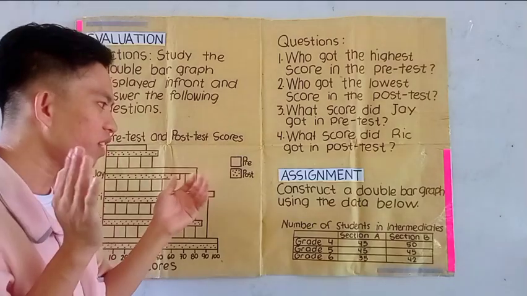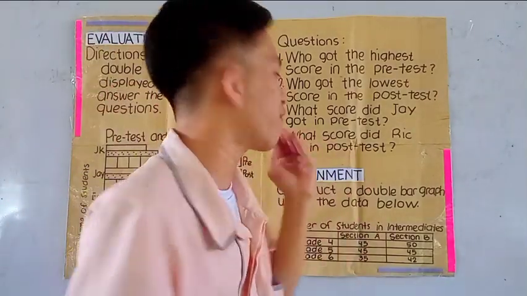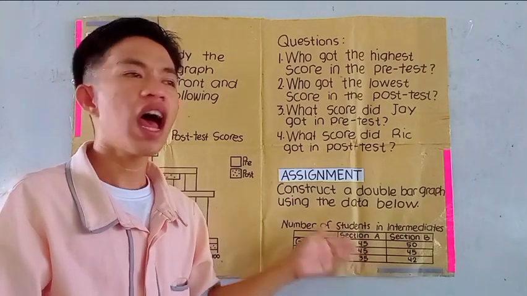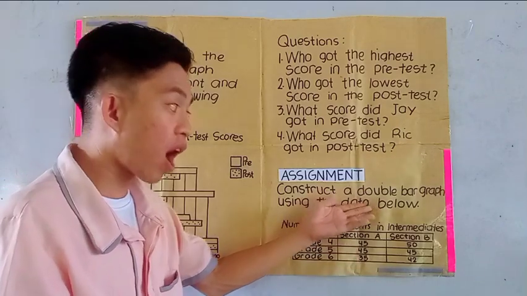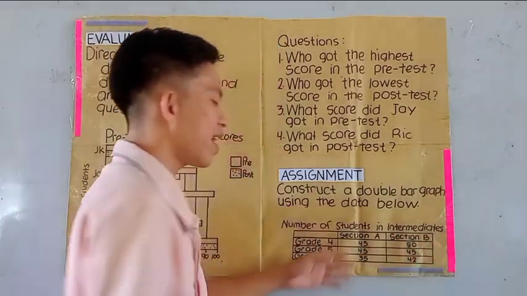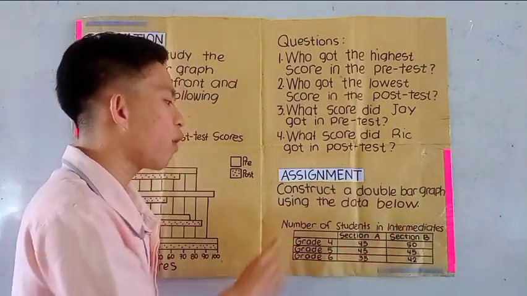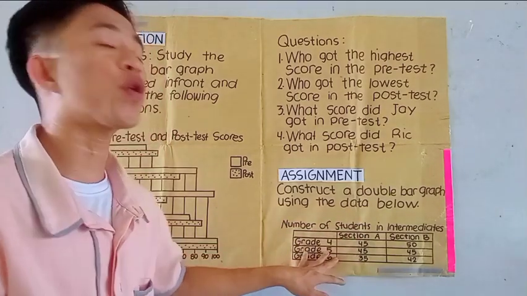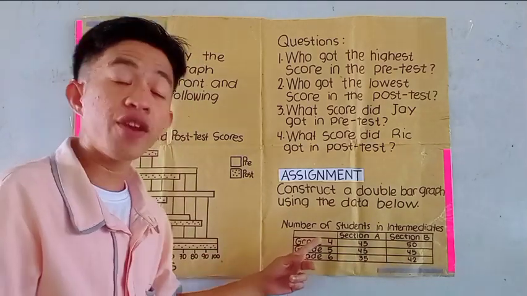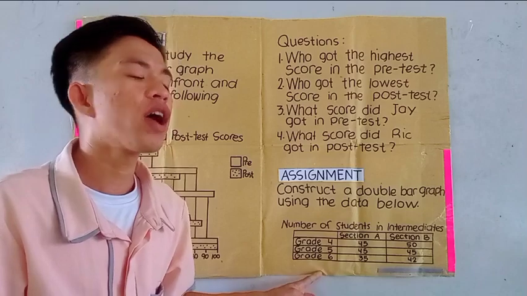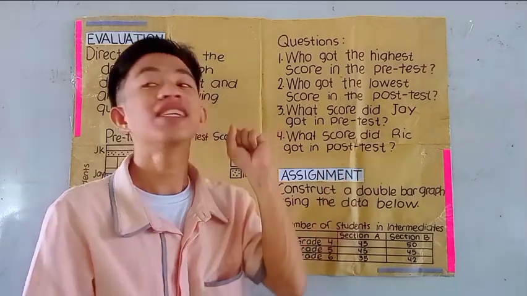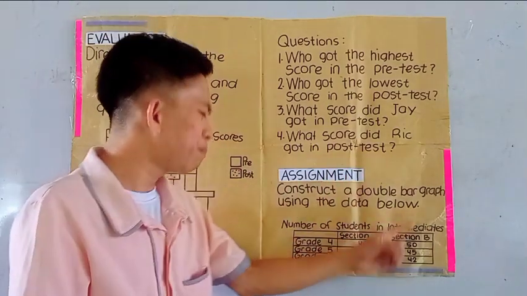You got it right. Before I end this lesson, I have an assignment here. This is what you're going to do at your house. Got it? Can you read the instruction? Construct a double bar graph using the data below. This is the data in table form. It is all about the number of students in the intermediate grades. We have grade 4, grade 5, and grade 6. In each grade level, we have 2 sections, Section A and Section B.